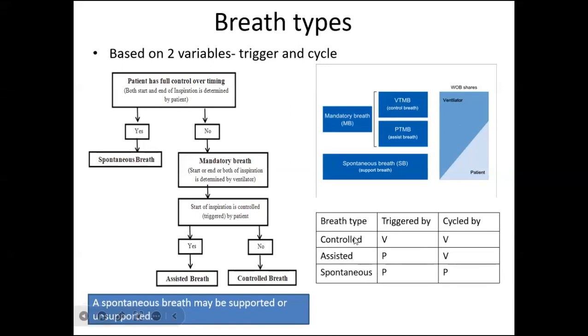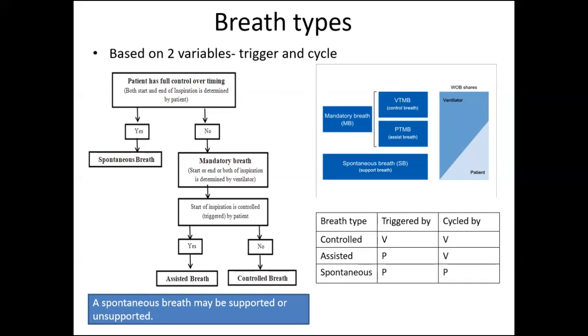Again, to summarize, in controlled breath, who triggers the ventilation? Ventilator or patient? Ventilator. Who cycles the inspiration? Ventilator. In assisted breath, who triggers the breath? Patient. Who cycles the breath? Ventilator. In spontaneous breathing, who triggers and who cycles? Patient only triggers, patient cycles.